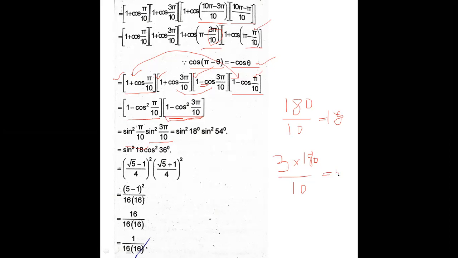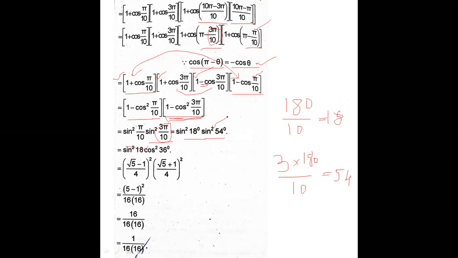Now, what is pi by 10? 180 by 10 will be 18. Right? Then what is 3 into 180 by 10? 3 into 18 will be 54. So we are converting this. Okay. Now sine square 18 into sine square 54.